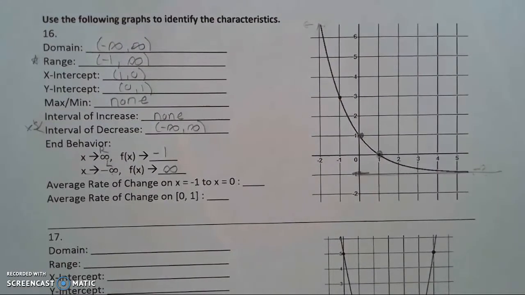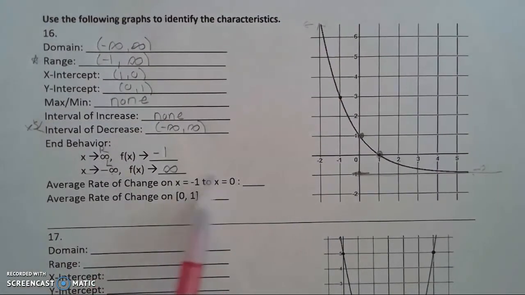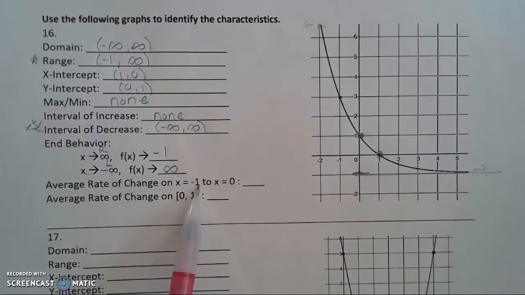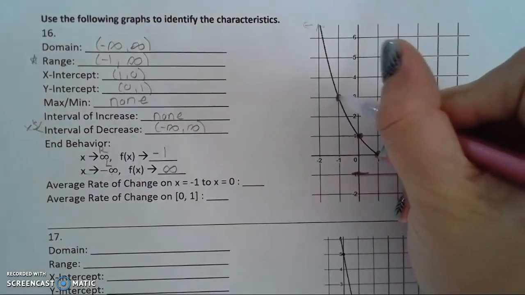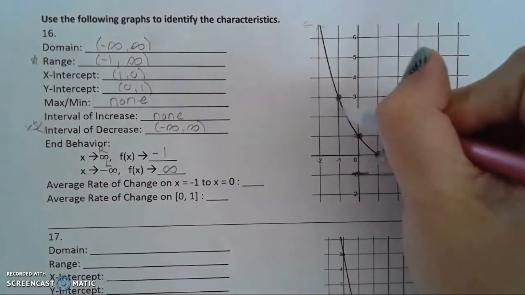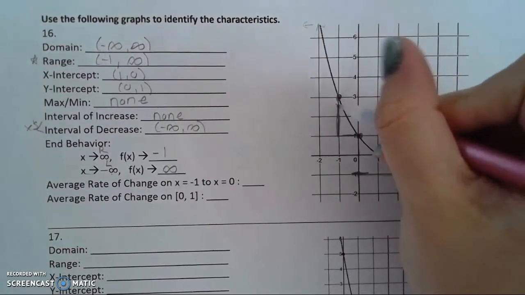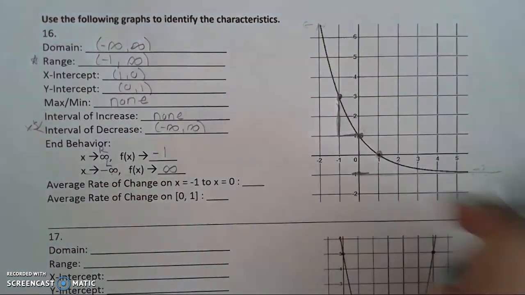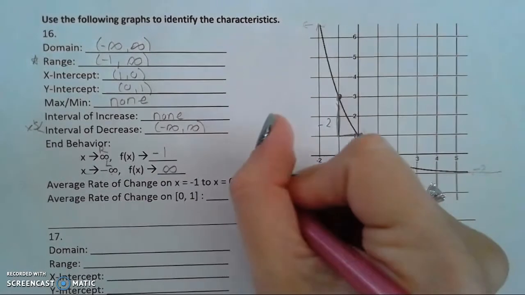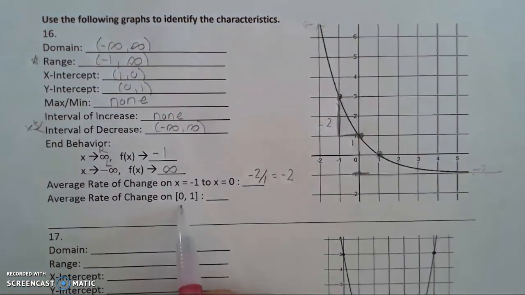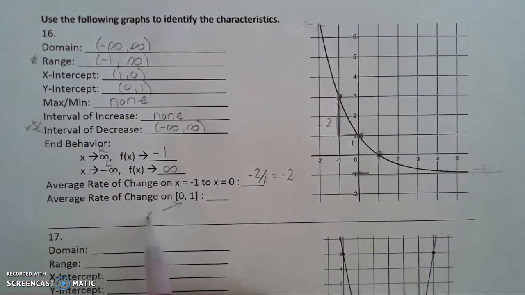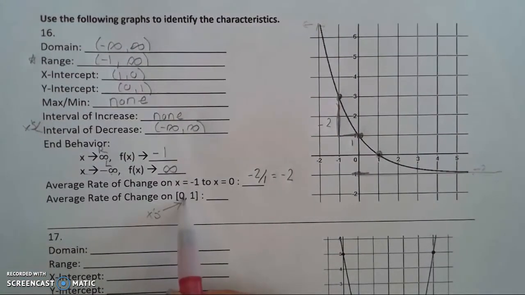Then here, average rate of change, you've got two different intervals given. So this one says from x equals -1 to x equals 0. So x equals -1 is here, x equals 0 is here. So I just want you to find the slope from the left point to the right point. So this is down 2 over 1, which is a -2.